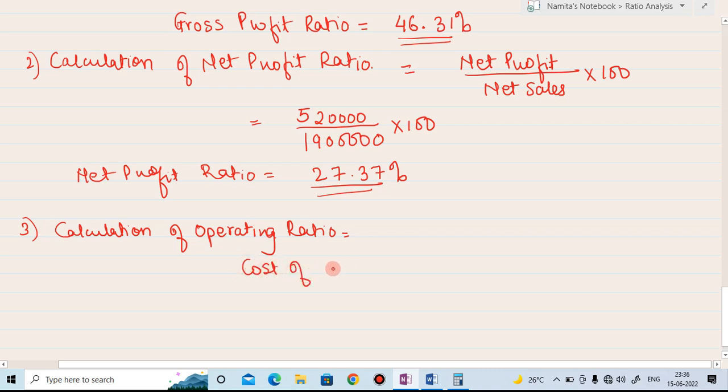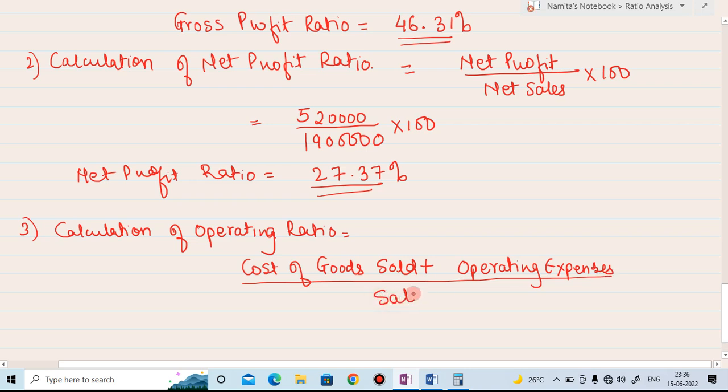cost of goods sold plus operating expenses upon sales multiplied by 100. So to calculate operating ratio, the formula is cost of goods sold plus operating expenses divided by sales multiplied by 100.